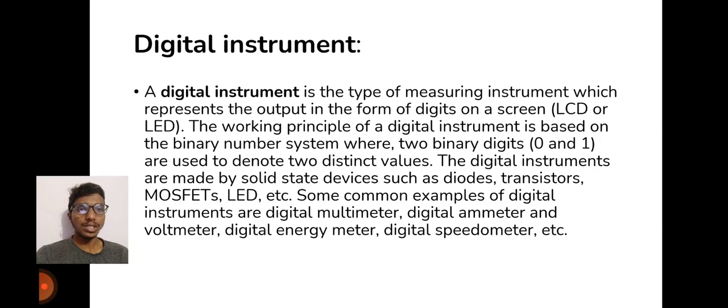Digital instrument. A digital instrument is the type of measuring instrument which represents the output in the form of digits on a screen, LCD or LED. The working principle of the digital instrument is based on the binary number system, where the two binary digits 0 or 1, 0 represents low and 1 represents high, are used to denote two distinct values. The digital instruments are made of solid state devices such as diodes, transistors, MOSFETs, LEDs, etc. Some common examples of digital instruments are digital multimeter, digital ammeter and digital voltmeter, digital energy meters, speedometer, etc.